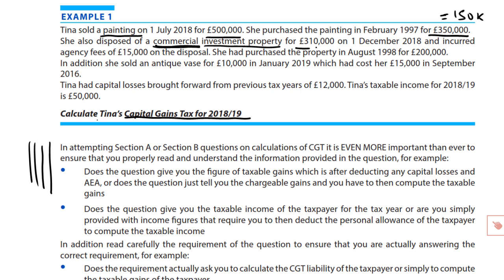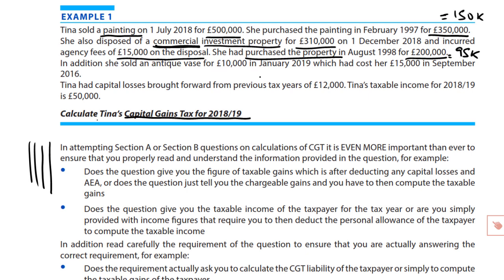What have we got? Well, we've sold it for £310,000 on the 1st of December 18 and incurred agency fees of £15,000. So what you should have done, of course, in your workings was to get your proceeds of £310,000 less your selling expenses of £15,000, and that would bring you down to net proceeds of £295,000, away from which we deduct our allowable cost. Well, you'd purchase the property for £200,000 there, take your £200,000 away from your net proceeds of £295,000, and that will be another £95,000 worth of gain.